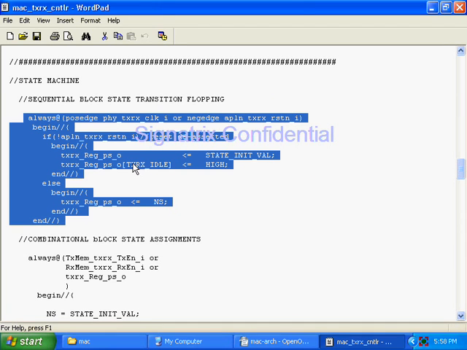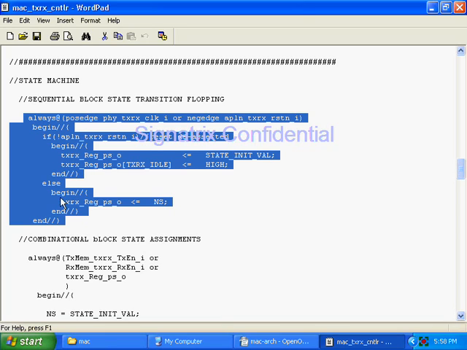State transition. Okay, here I have used one hot encoding. So we know that this is a reset signal. During the reset period, it will come and do that process, and it will execute all those things.